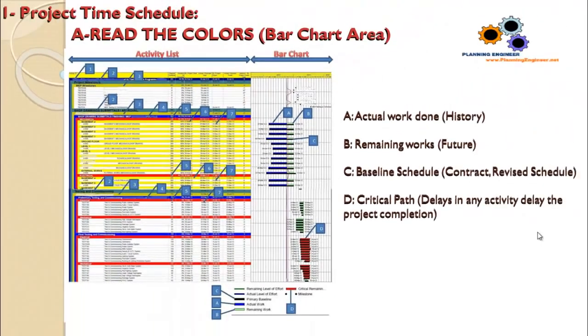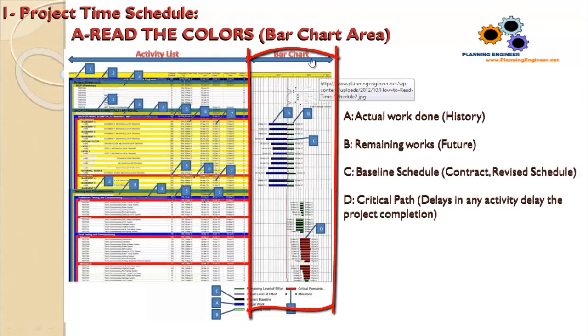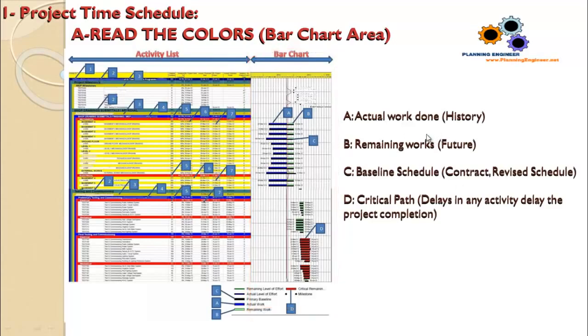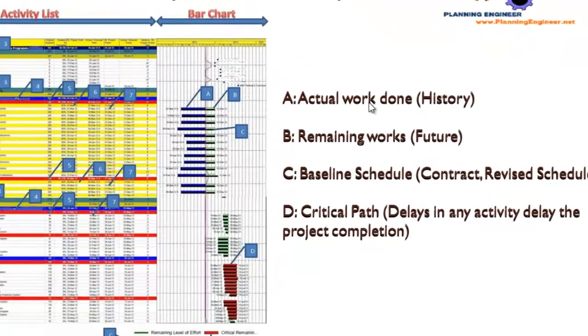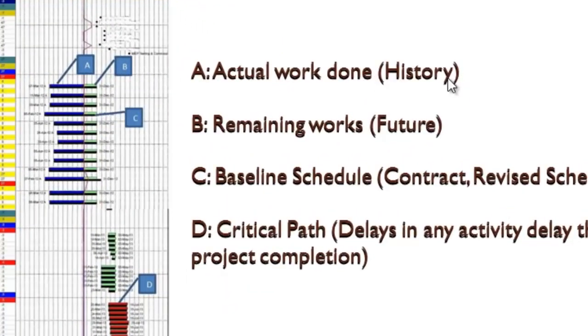We'll talk now about the bar chart area. We have colors in the bar chart area. This is the bar chart area. We have the blue color, which I name A. This is actual work done. It is the history. B, remaining work. This is the green one, the future.